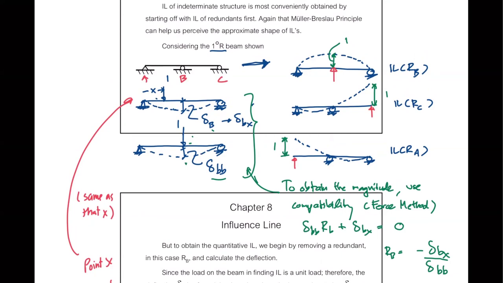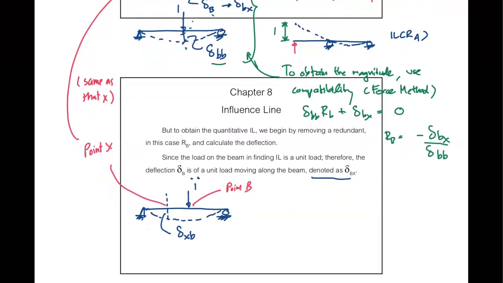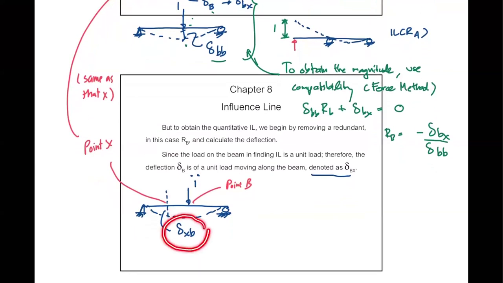Because a long time ago, Professor Maxwell discovered that delta XB here, remember, delta XB is displacement at X caused by the load at B. This is what we call the Maxwell reciprocal theorem.